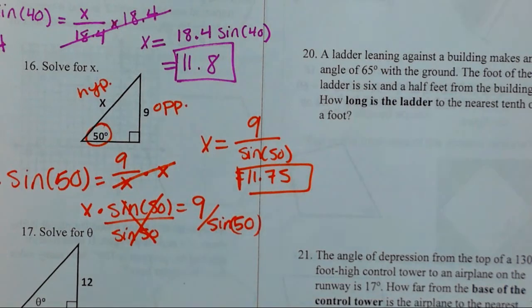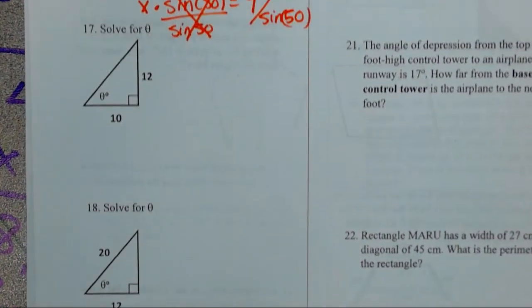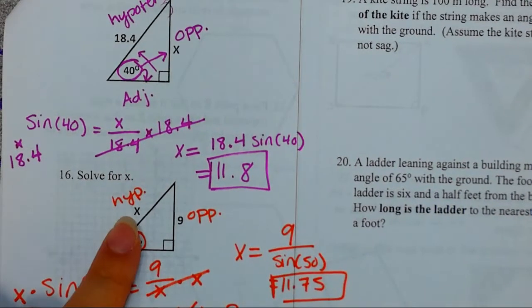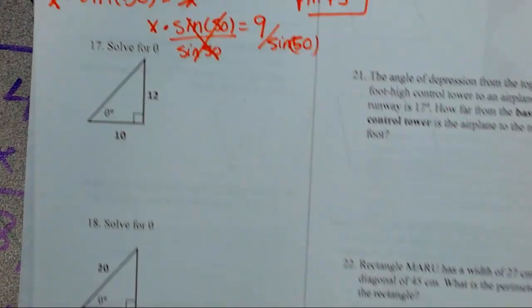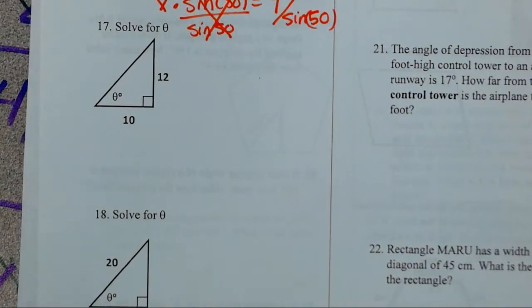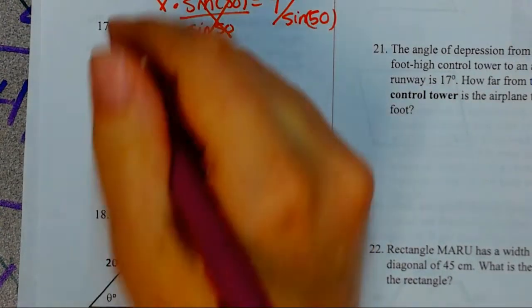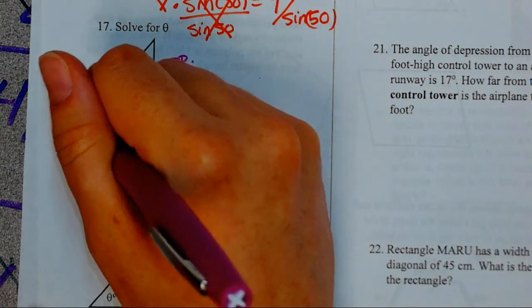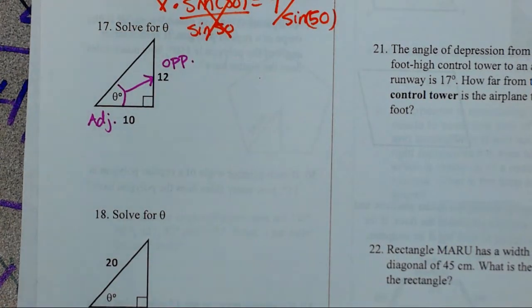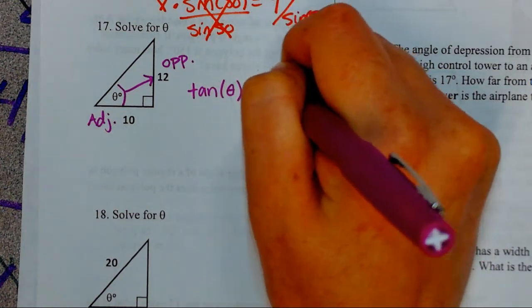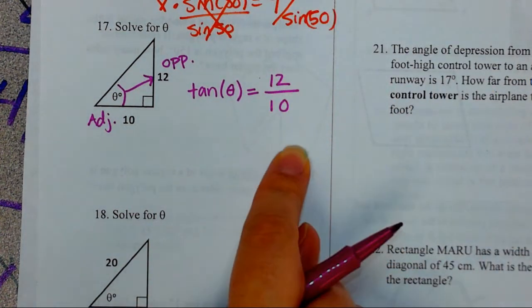Okay. For 17 and 18, these are inverse SOHCAHTOA. So the difference between this and this is that these are solving for a side, these are solving for an angle. Now you start these problems off the same way. So labeling your sides based off of this angle, this is our opposite, and this is our adjacent, okay? You start by setting them up the normal way. So you could say tangent of theta is equal to your opposite over adjacent, so 12 over 10.